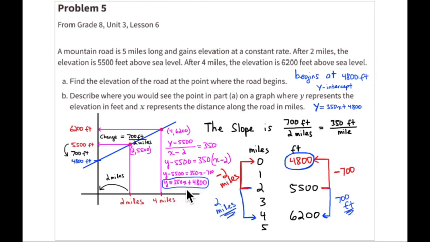So for each value of x, let's say that x is 4 miles, to get the y coordinate of this point, you have to plug in 4 times 350 and then add 4,800 to that. You do that, you're going to get an answer of 6,200. So this coordinate right here is going to be 4 miles on the x-axis and 6,200 feet of elevation, that's along the y-axis.